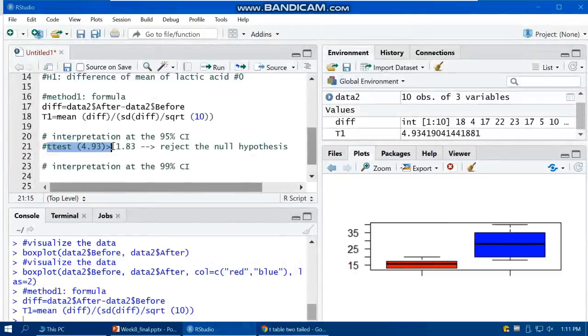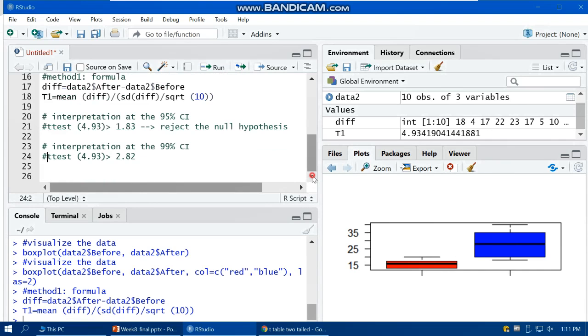So the t-test value is greater than 2.82. And again, it rejects the null hypothesis, which means that we are 99% confident that the difference is statistically significant, right? There was an improvement after the strenuous exercise in the amount of lactic acid in the body of the individuals. Okay, so at the population level.